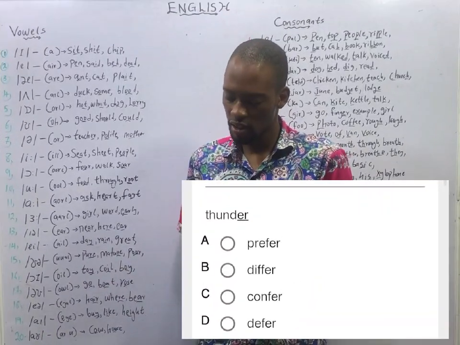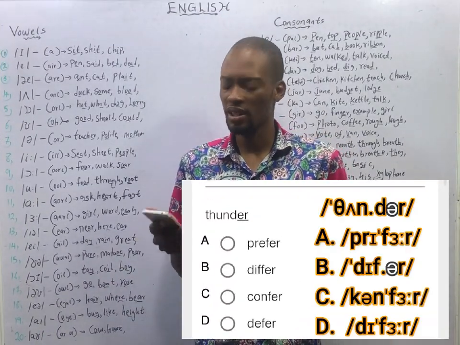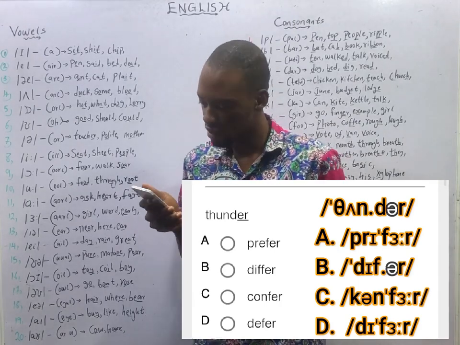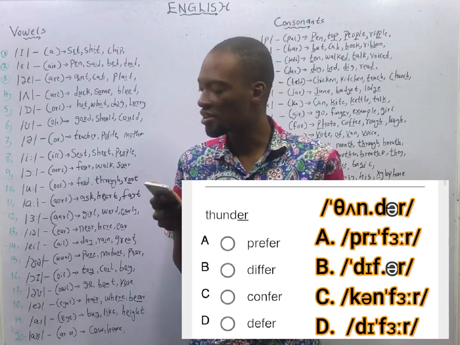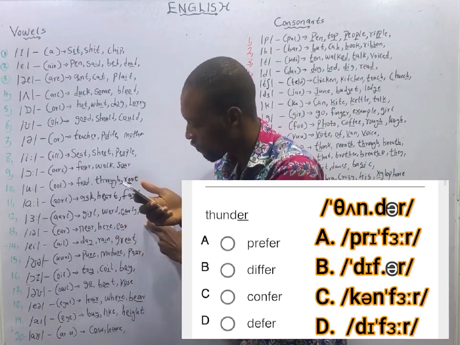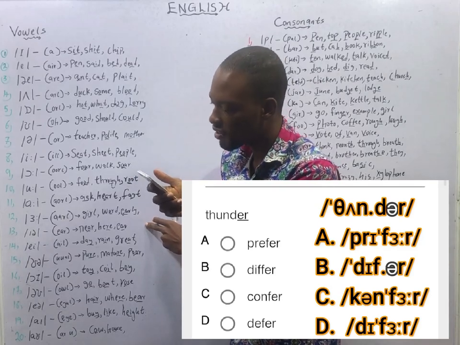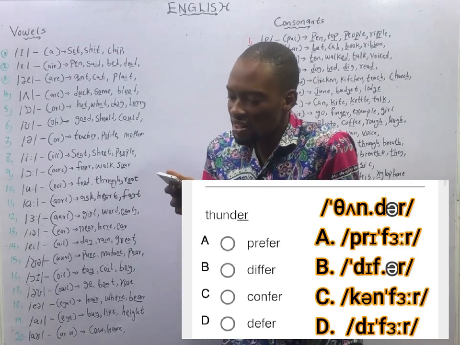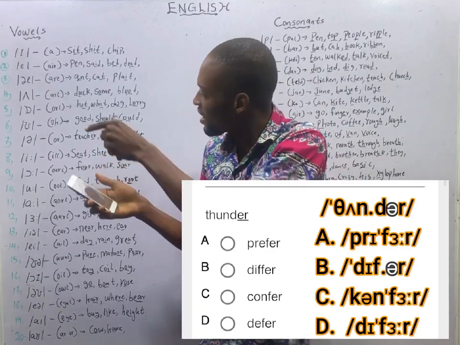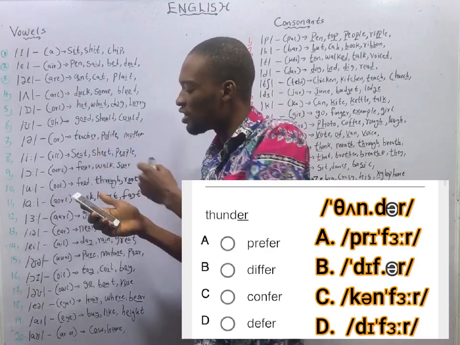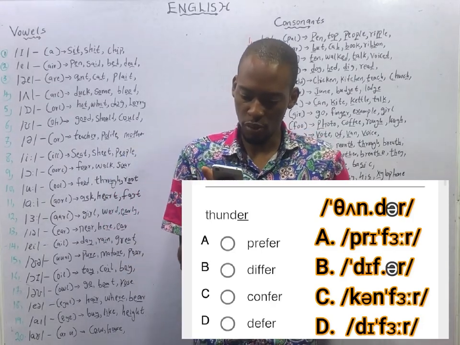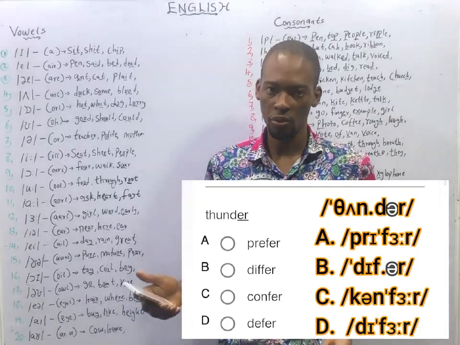Thunder has the R sound. So which of the following has the R sound? If you look at prefer, confer, and defer, they have this long R sound. But if you see this differ, D-I-F-F-E-R, it has the R sound, which is the same as the one present in thunder. That makes option B the correct option.